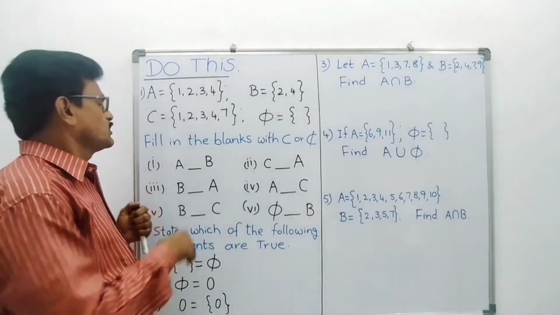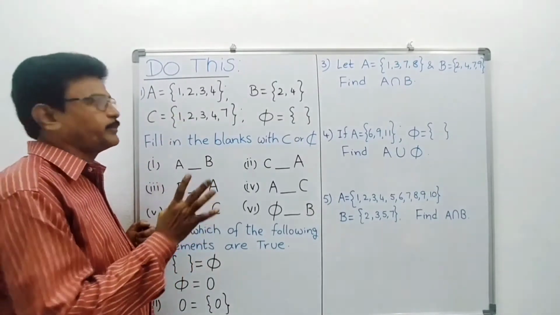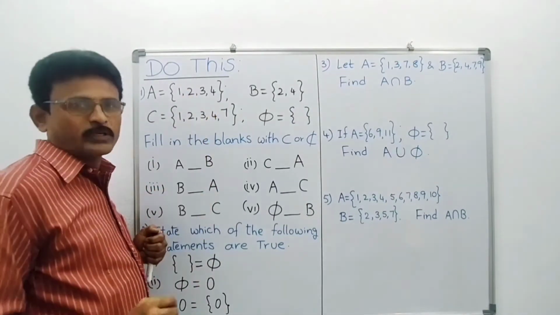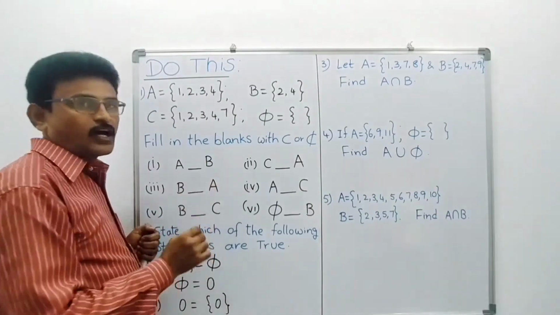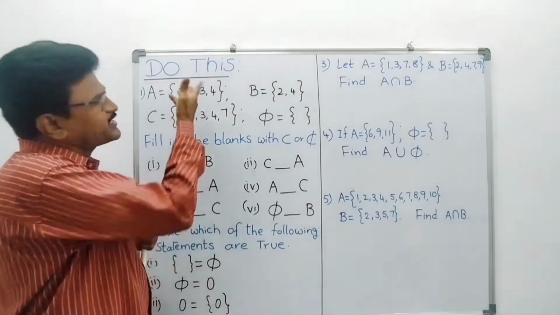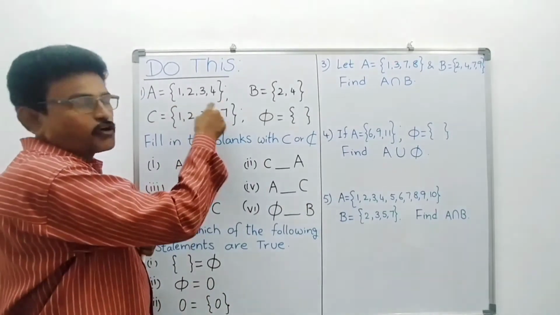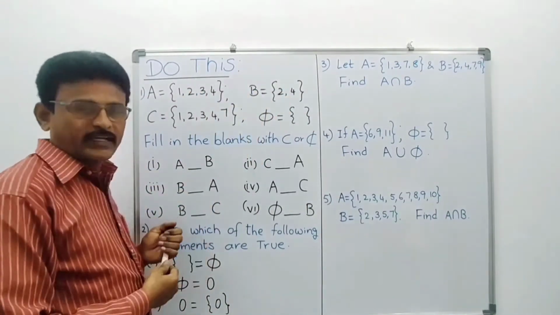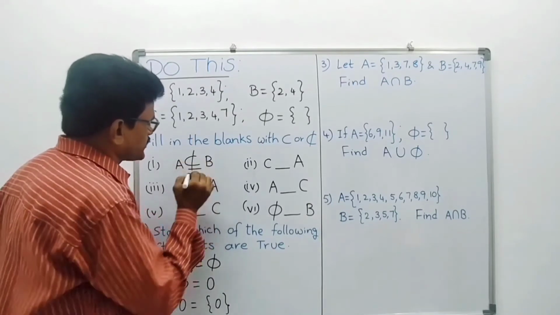Now A, whether it is a subset or not a subset of B. Observe the elements. In A, 1, 2, 3, 4 elements are there. Observe that if all elements are also elements of set B, then it is a subset. But in B only 2, 4. 1, 2, 3, 4, these elements are not there in that. So what is this? First one is not a subset.